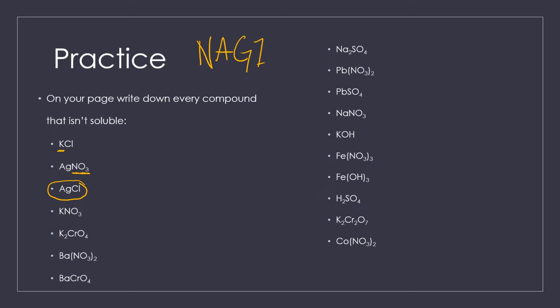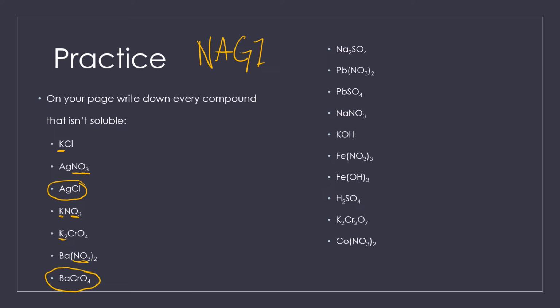All right, hopefully you've had time to find all of the other insoluble compounds. So we're going to go through here and find all of our other insoluble compounds. Potassium and nitrate, both of those are soluble. Potassium and chromate, potassium soluble. Barium and nitrate, nitrate is soluble. Barium and chromate, neither of these are on our list, so this one might be insoluble.